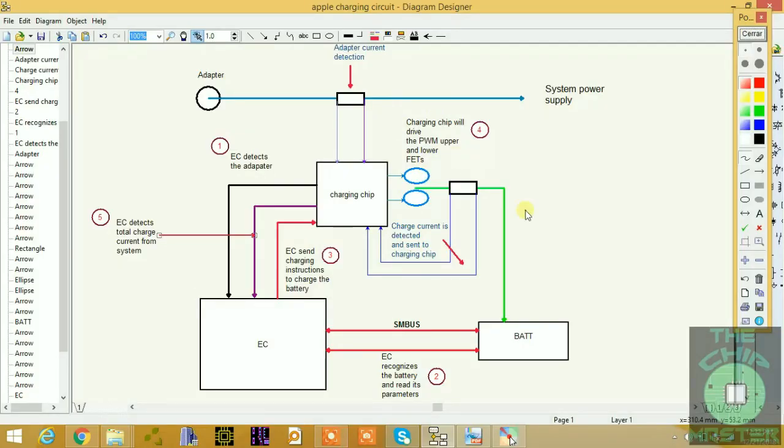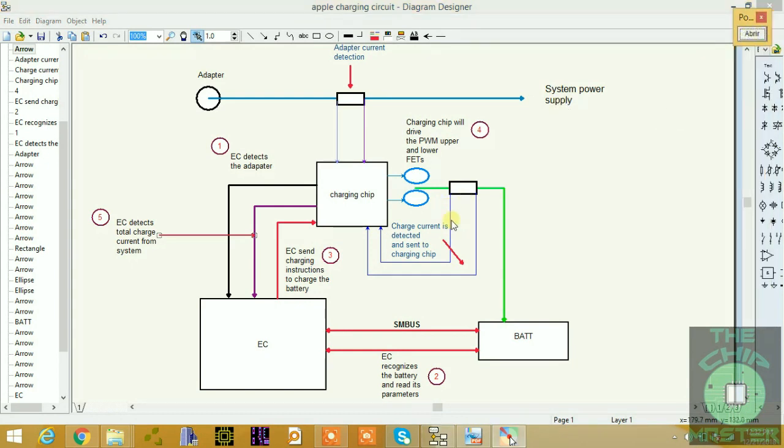So after the charging instruction is sent and these two upper MOSFETs are conducted, then it will start to charge the battery. At the same time, the charge current is detected, right? The charge current is being detected through these two wires, as you can see. So these two wires are detecting the charge of your battery, and the charge current is detected and sent to the charging chip.